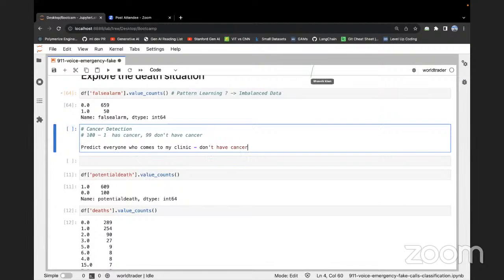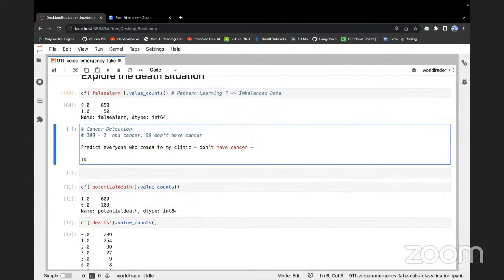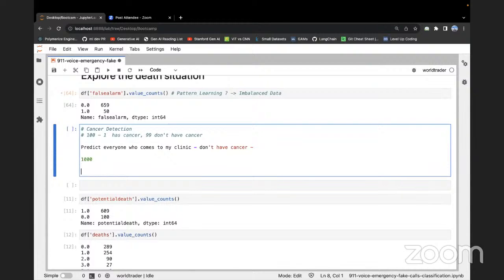If I do that for a sufficiently large population, what will be my accuracy? Tell me. If 1,000 people come to my clinic and I ask my machine learning model to make a prediction on them, 1,000 people, if I predict everyone that nobody has cancer, then my accuracy will be 99%, right? Because out of these many people, let's say 990 people will not have cancer and 10 people will have cancer, right? So I'll still be 99% accurate.